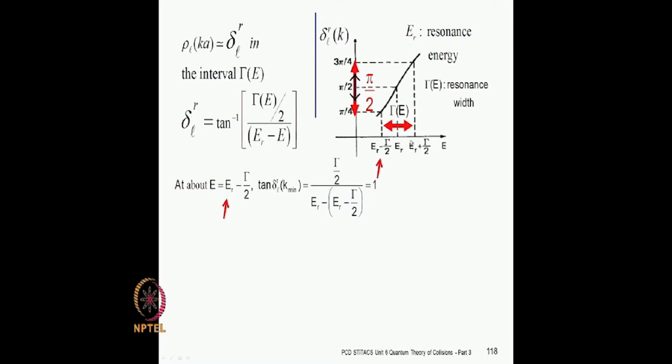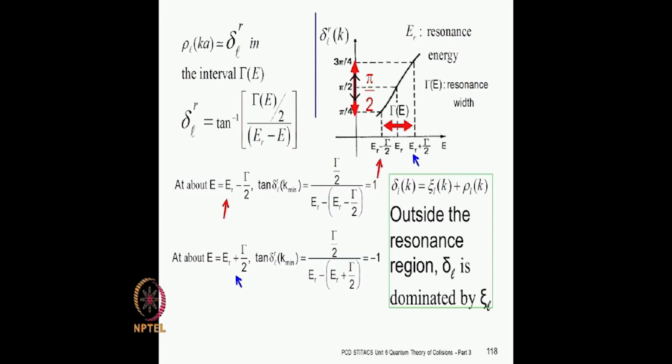What happens at the upper value, which is ER plus gamma by 2? If you put this E to be ER plus gamma by 2, ER cancels ER, but now you have gamma by 2 divided by minus gamma by 2, and the ratio becomes minus 1. So, at the lower point the tangent of the phase shift is plus 1, and at this point the tangent of the phase shift is minus 1. This will play a significant role in our analysis, as you will see.